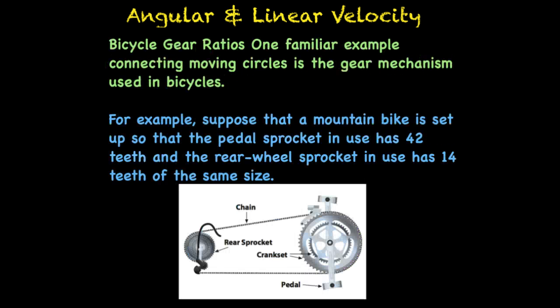Let's try an example. Let's picture a bicycle. So here on the front, where the pedal is connected, it's directly connected to this big gear. And on the back, this is where the wheel is connected to the back gear. Now in this example, we say that the mountain bike is set up so that the pedal sprocket, this front one, has 42 teeth. So we'll go ahead and write 42 here. And the rear wheel sprocket has 14 teeth of the same size. So consider this and let's answer these questions.